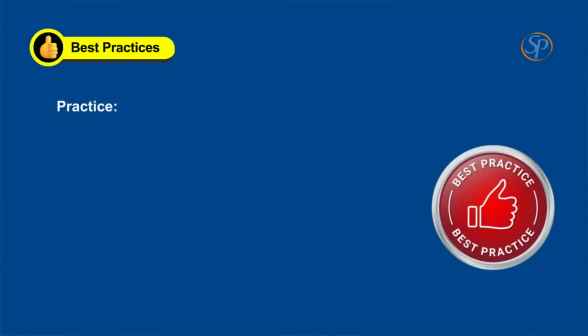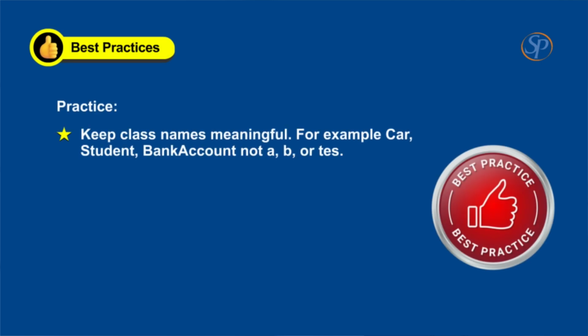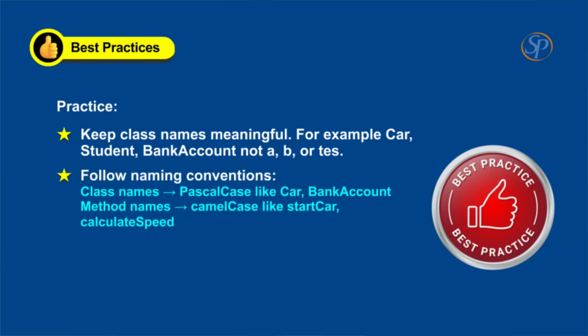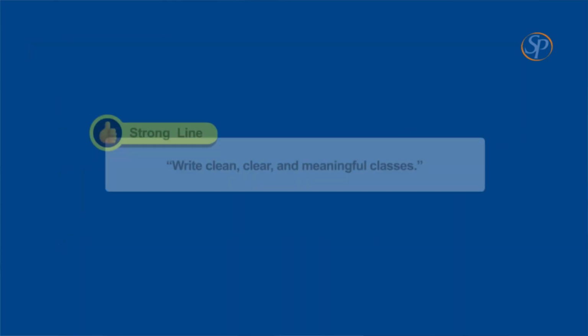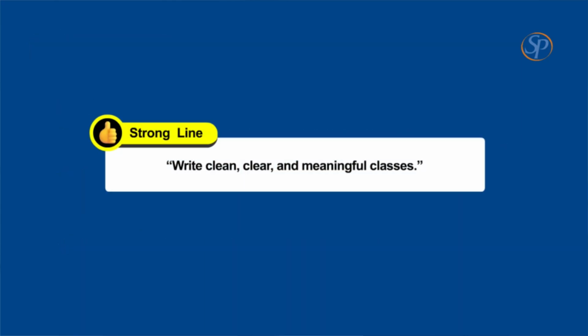Best practices. Some best practices are keep class names meaningful. For example, Car, Student, BankAccount, not A, B or Test. Follow naming conventions. Class names use Pascal case like Car, BankAccount, and method names use camel case like start, calculateSpeed. Keep your class simple, only include related variables and methods. Don't add unnecessary things. Write clear, clean, and meaningful classes.